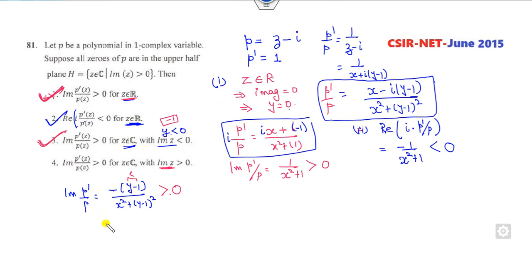Look at this one, when imaginary part is greater than 0. Look at this case. When y is positive, is it always positive? It depends upon that. Whenever y is greater than 1, the denominator is always positive. When y is greater than 1, this number will be less than 0. When y lies between 0 and 1, this number is greater than 0. But it said 0 for all z. It is a wrong option. So the correct answers are A, B and C.